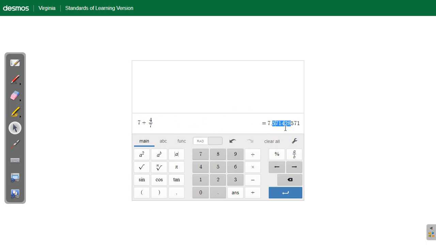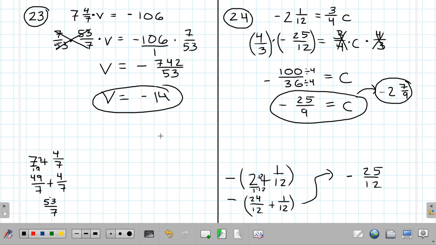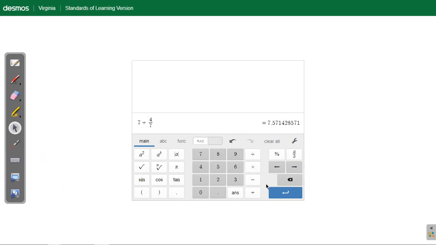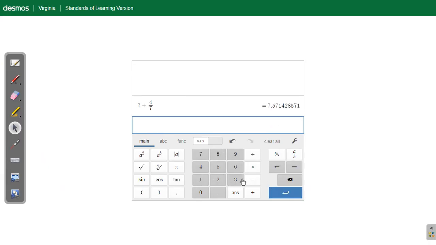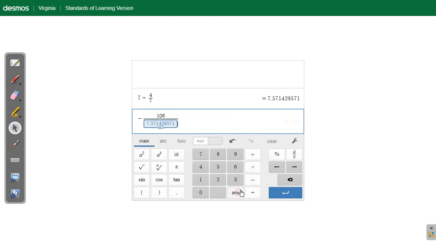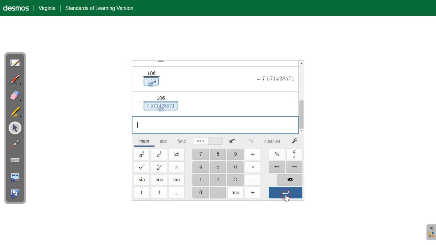But like I said, then you run into the issue, okay, well, that's that number. What do we need to do with that number? Well, we need to divide 106 by that. So we can go down here and do negative 106 divided by the answer we got there. And then you can see it still gives you the same answer, negative 14. So there are some little tricks you can do with the calculator there.